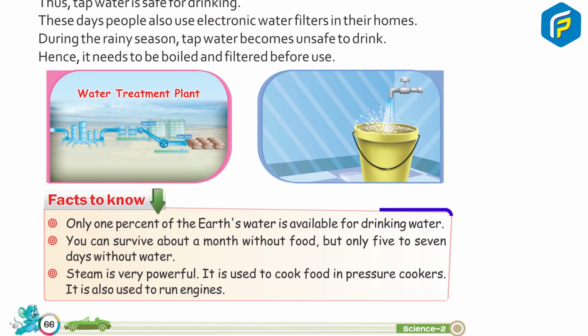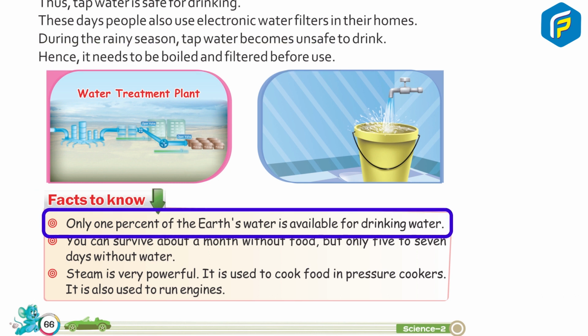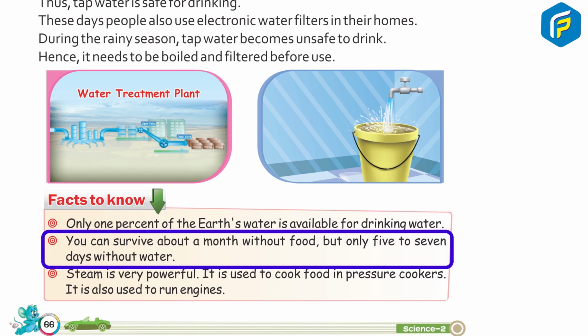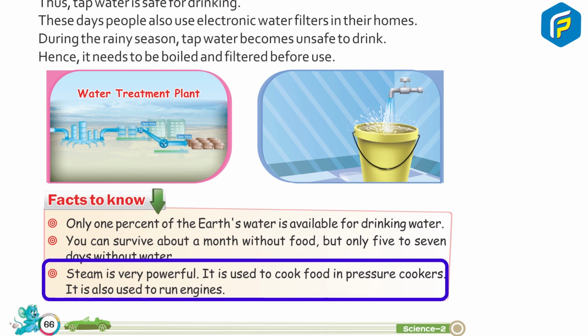Facts to know: only 1% of the earth's water is available for drinking. You can survive about a month without food, but only 5 to 7 days without water. Steam is very powerful. It is used to cook food in pressure cookers. It is also used to run engines.